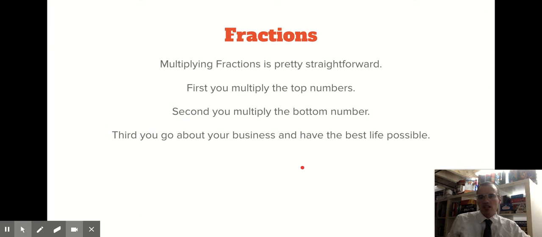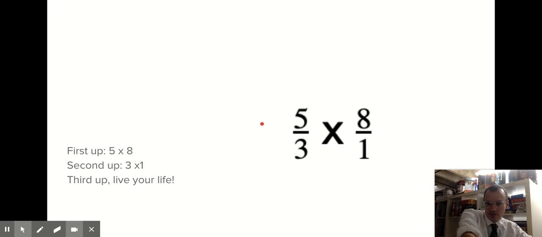Moving on. Fractions. Multiplying fractions is pretty straightforward. Boom. First, you multiply the top numbers. Then you walk downstairs, multiply the bottom numbers, and then you just leave out the front door and go on, have the best life you can possibly have. All right? We got this. I promise you, we got this. 5/3 times 8 firsts.